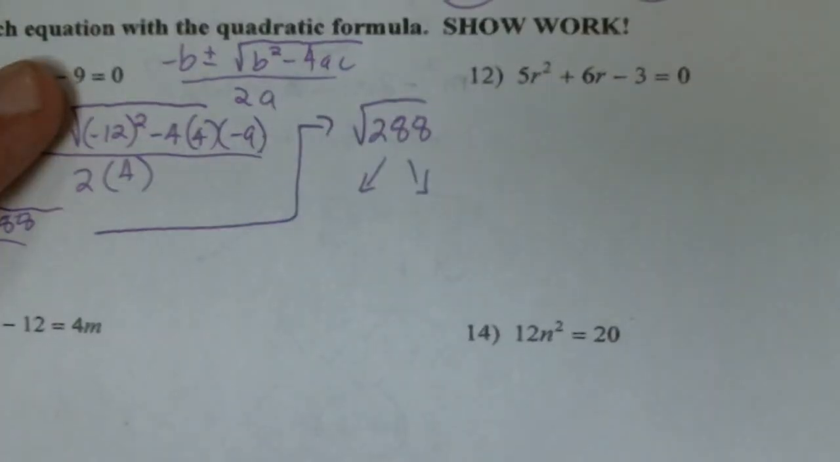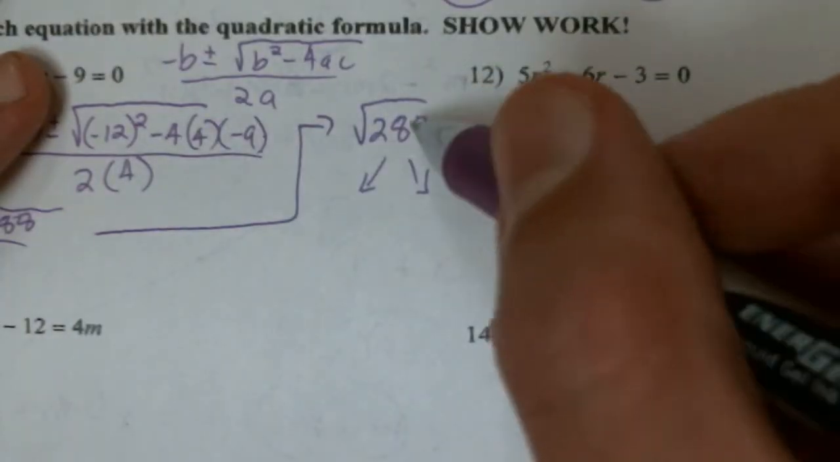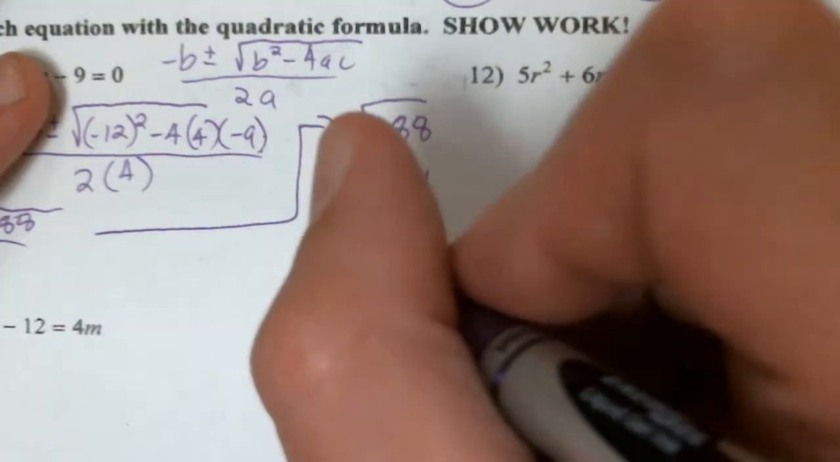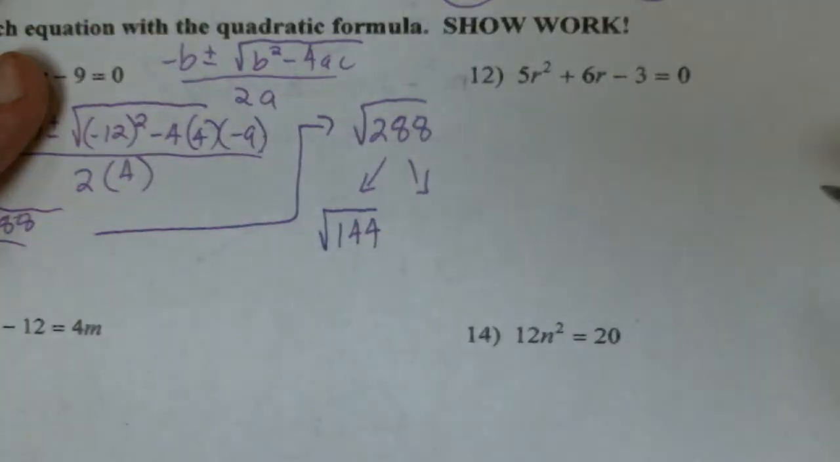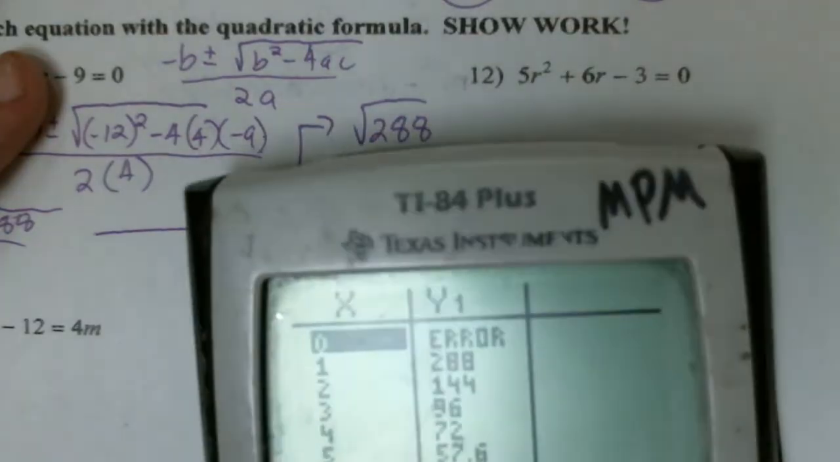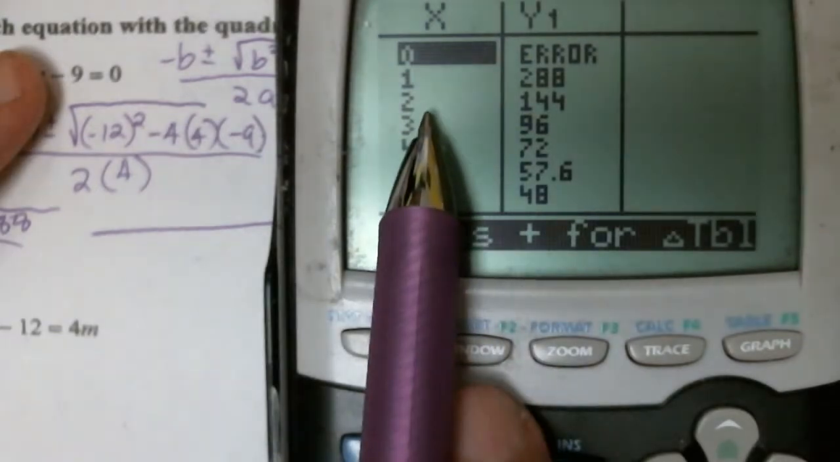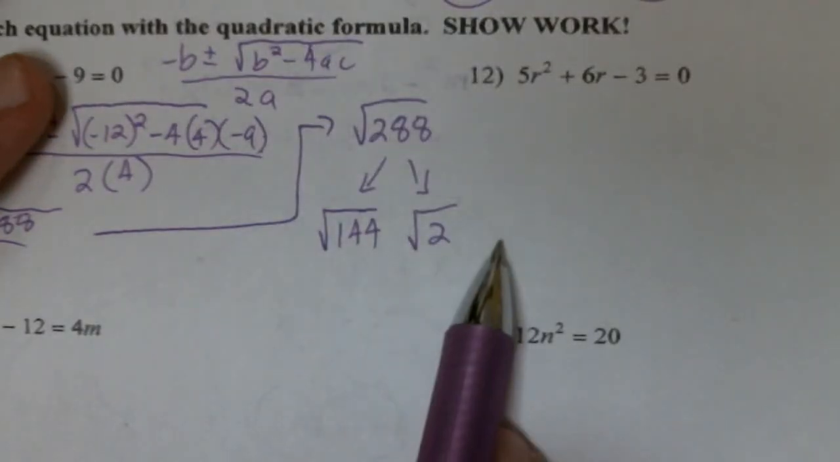I can break it down the way I taught this last year in geometry. If you didn't have me last year, I taught this as perfect land and non-perfect land. So you're going to break this down into the perfect square root, which is 144, and then I've got non-perfect land over here. That's the square root of 2. So 288 breaks down into 2 and 144. This goes on the perfect side, this goes on the non-perfect side.